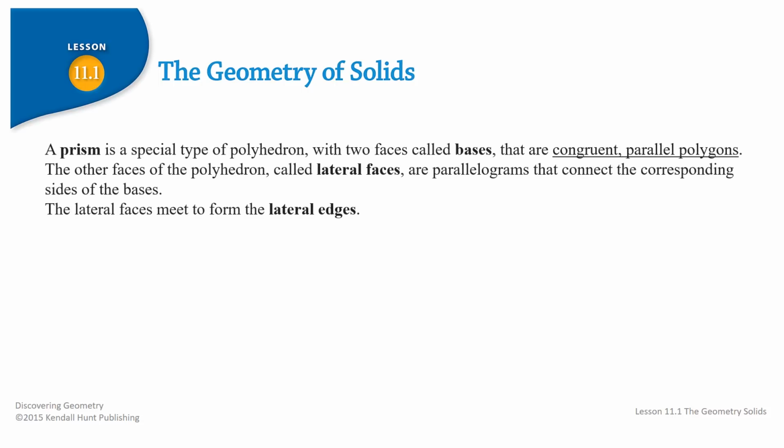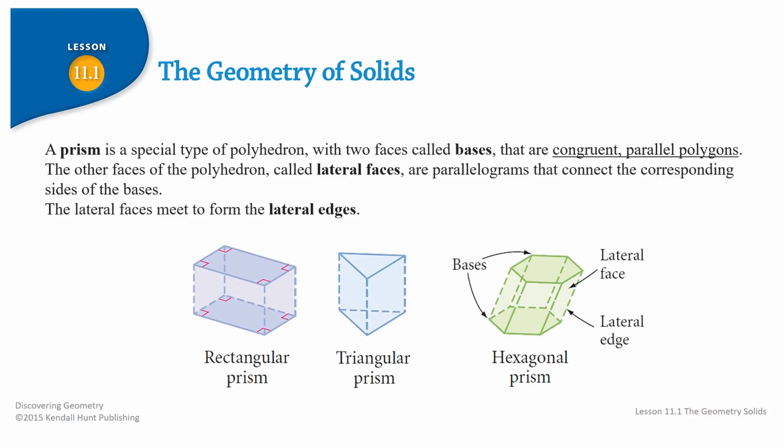Now, when we talk about prisms, prisms are special types. We've used prisms before. They have 2 bases, top and bottom. They're usually congruent and parallel to each other from top to bottom. The lateral faces are what goes around. Those are the actual faces of the polyhedron.